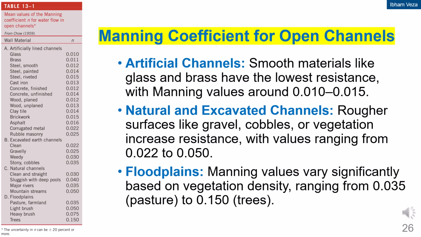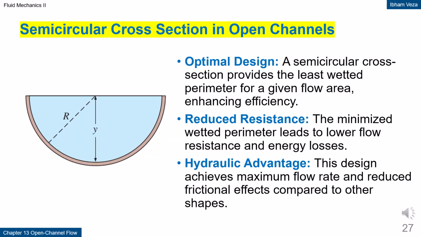Manning coefficient for open channels. The Manning coefficient represents the roughness of the channel surface. Artificial smooth channels, such as glass or metal, have small Manning values. Natural channels with gravel, stones, or vegetation have much larger values. The larger the Manning value, the greater the flow resistance. Therefore, the selection of this value has a strong influence on discharge and velocity calculations.